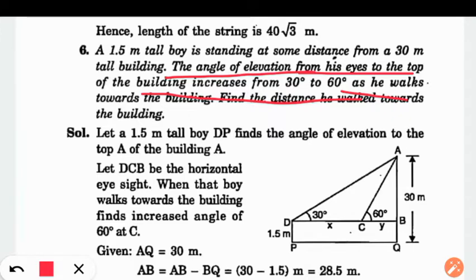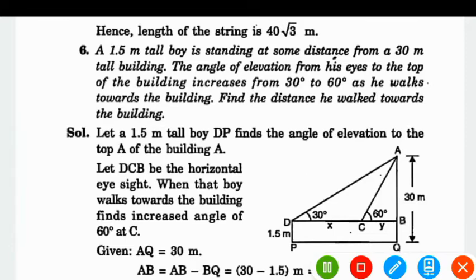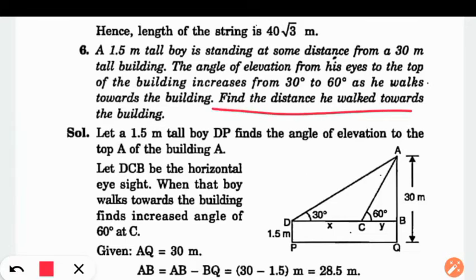Initially the angle of elevation was 30 degree, and as he starts walking, he walks some distance, the angle of elevation becomes 60 degree. And he walks towards the building. Now, what is the question? The question is, find the distance he walked towards the building.